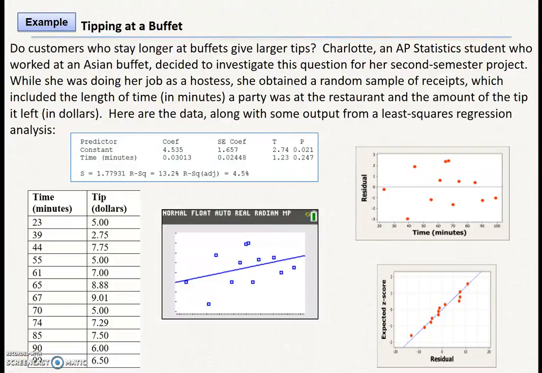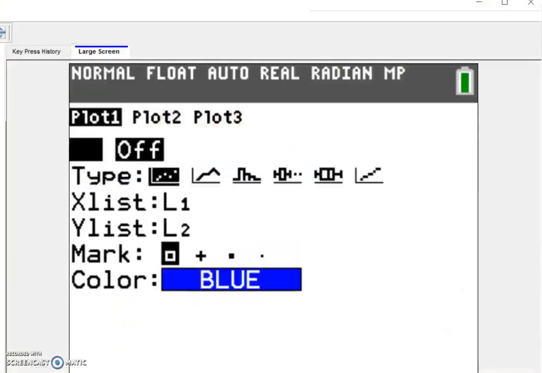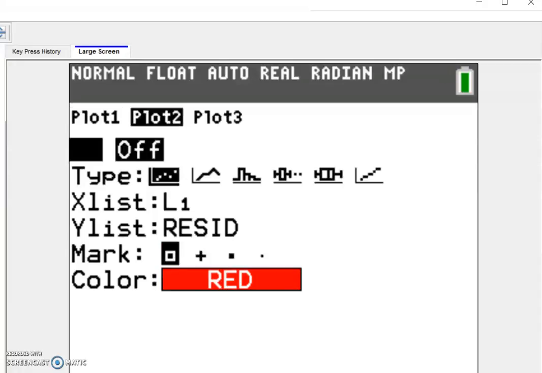Okay, so if you read this example here and you put your data in L1, L2, you can produce the scatter plot, the residual plot, and the probability plot. So if you look here in your stat plot, I have my data in L1, L2. This would give us a scatter plot. I have set up over here in plot number 2 a residual plot. So notice I have my list 1 in X and then my residuals in Y.